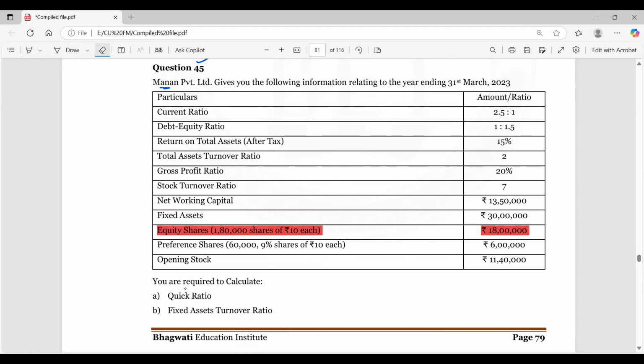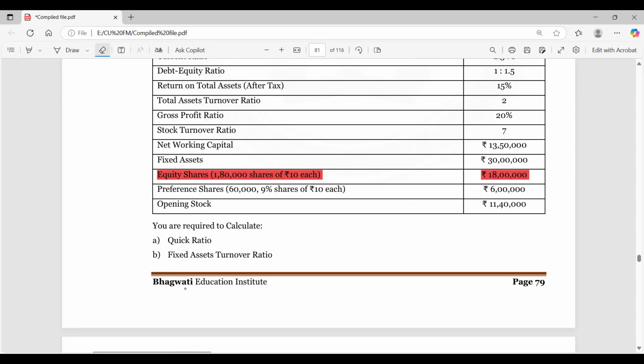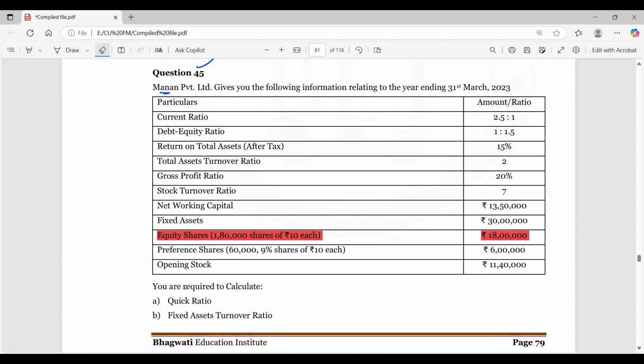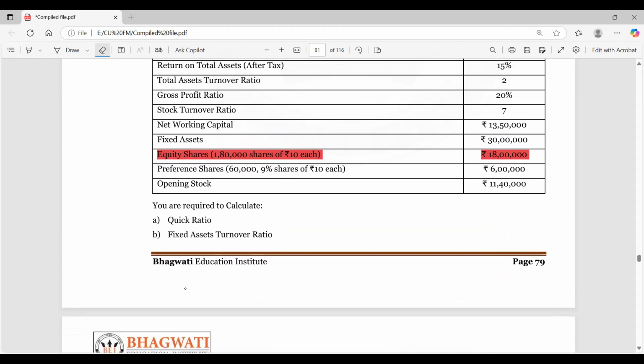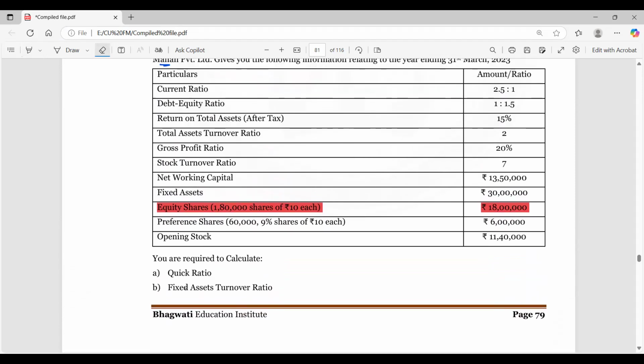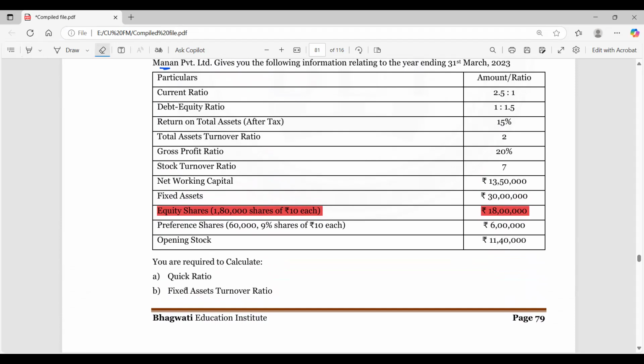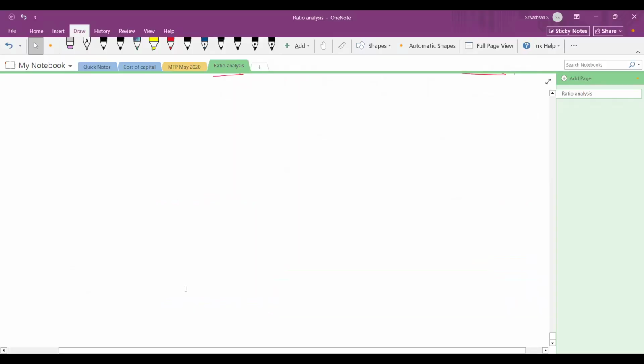No, no, we have to calculate the equity. The number is not correct. Because in the question they have given it as 18 lakh. In the solution they have given equity as 22 lakh 50,000, which cannot be justified. So that is a mistake. You can't assume which is not given in the question. Just ignore this equity and do it. We will get the same answer as study material.